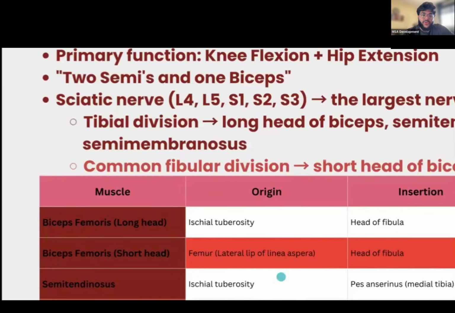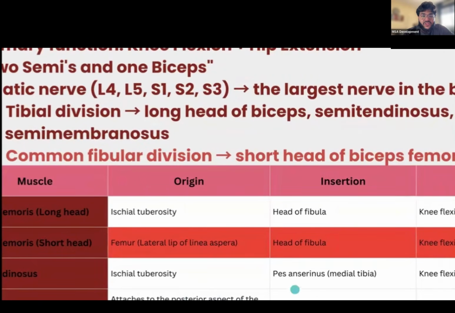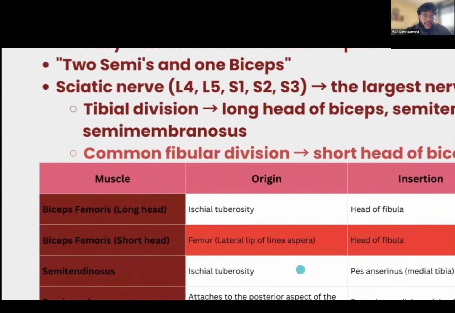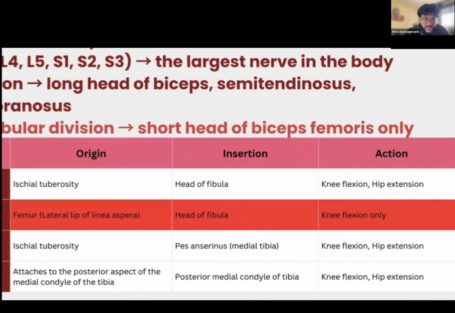Semitendinosus comes from your ischial tuberosity. It inserts into the pes anserinus, I don't know how to pronounce that, whatever. And its action is to again flex the knee and extend the hip. Semimembranosus, on the other hand, attaches to the posterior aspect of the medial condyle of the tibia. It inserts into the posterior medial condyle of the tibia, and its action is knee flexion and hip extension.